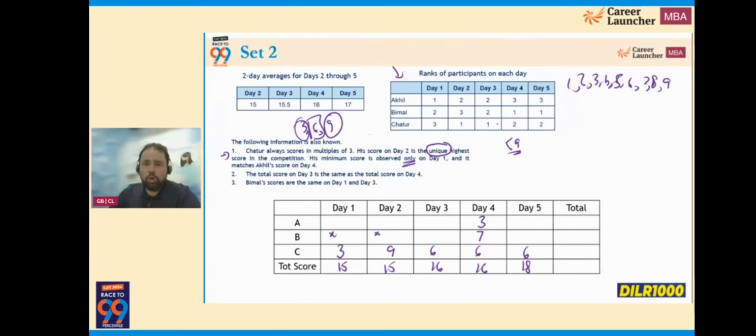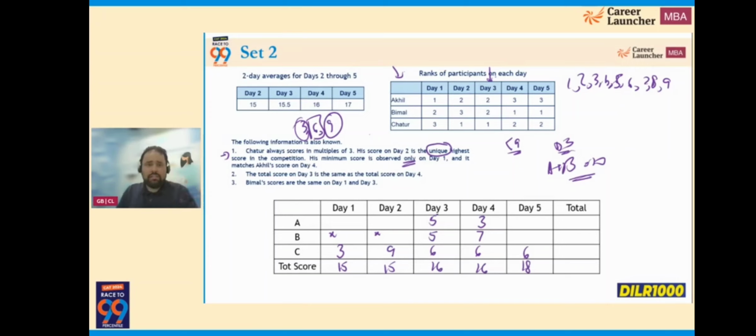So look at day 3. Yeah, day 3 में Akhil and Bimal both are ranked equal. That means both will have same score. Chatur already has 6. Total is 16. So that means A plus B on day 3 has to be equal to 10. Because total is 16, Chatur is 6. बाकी दोनों का सम 10 होगा. And दोनों equal है. मतलब ये तो भैया 5 है.